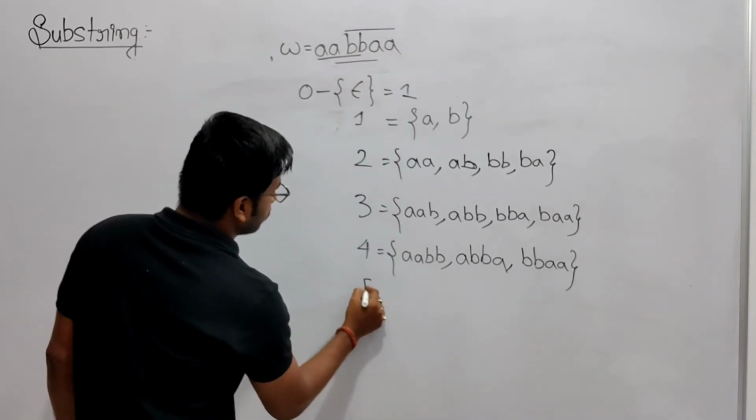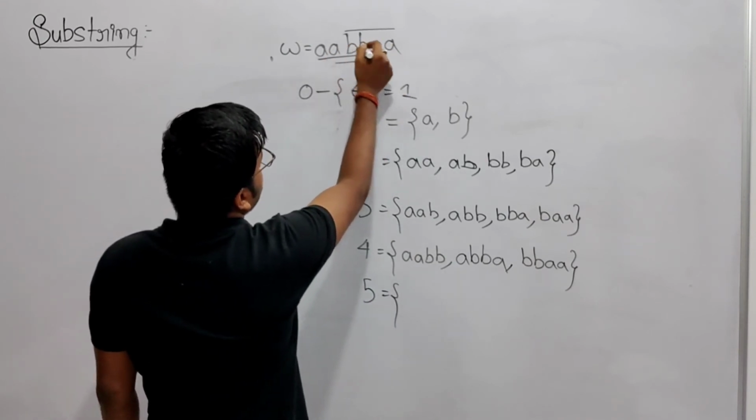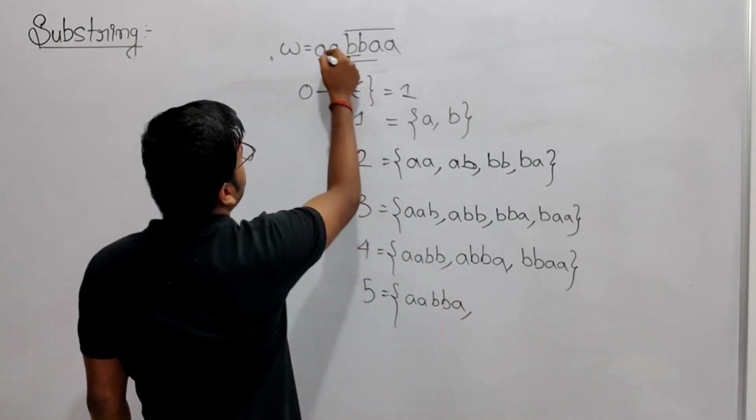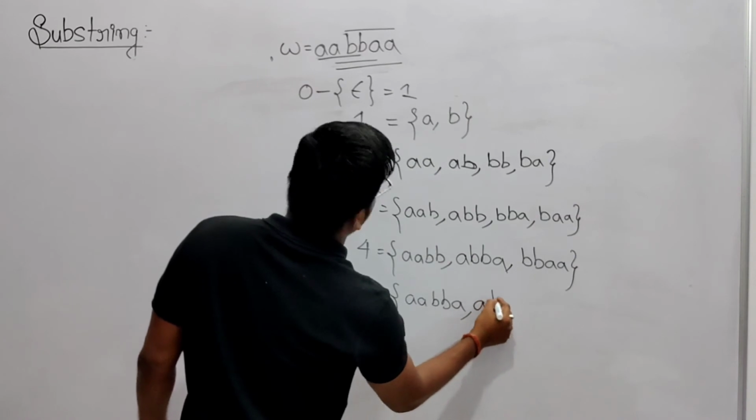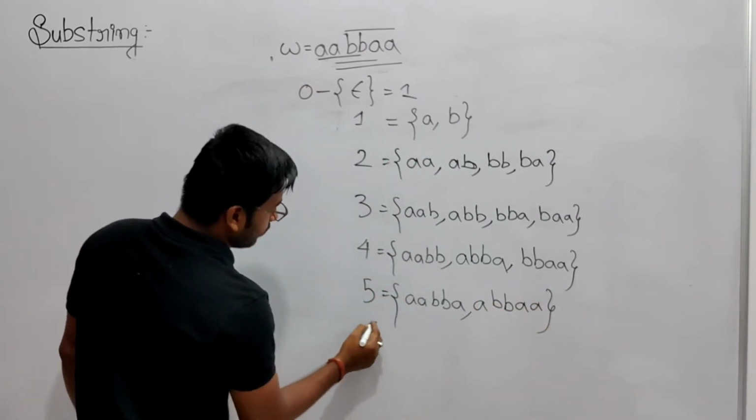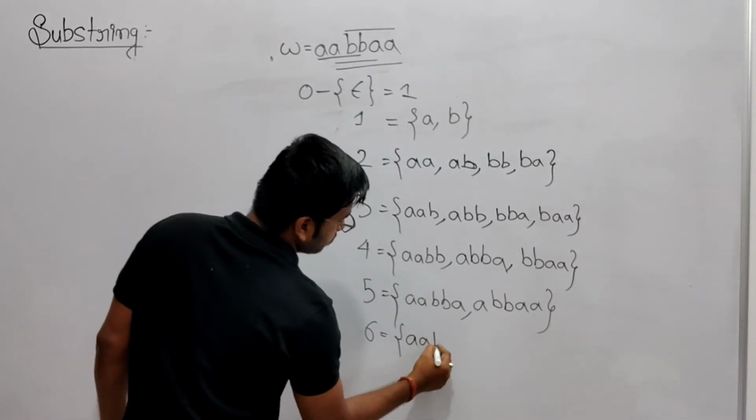Then length 5. Length 5 is AABBA, then ABA, you are done. Then from here ABBAA. Okay. Now you will not get length 5, length 6. So the same string.